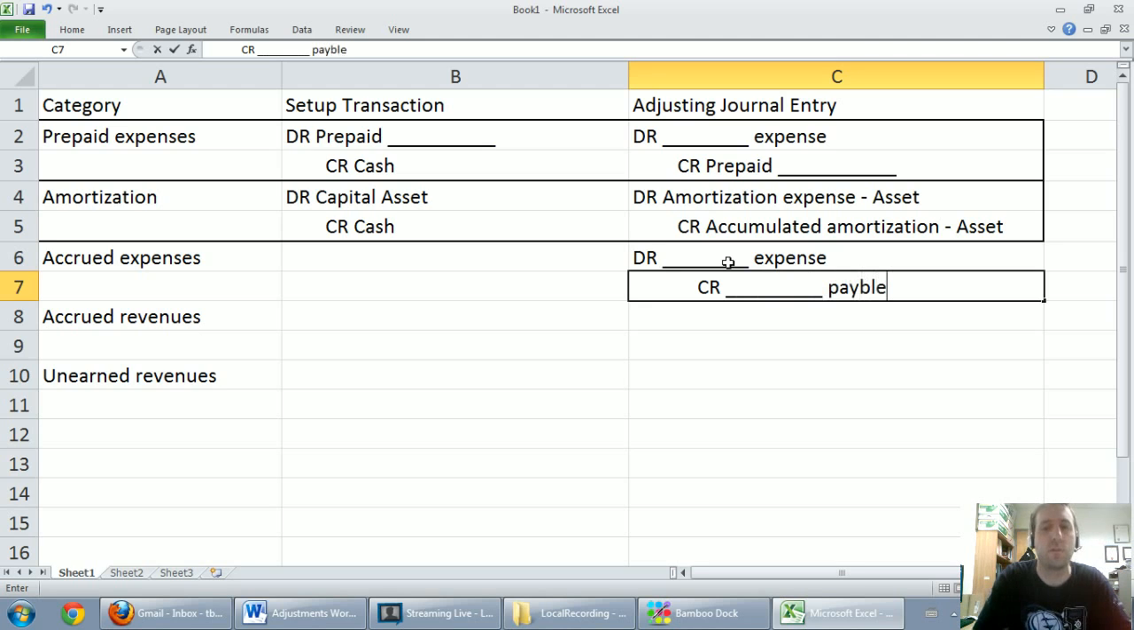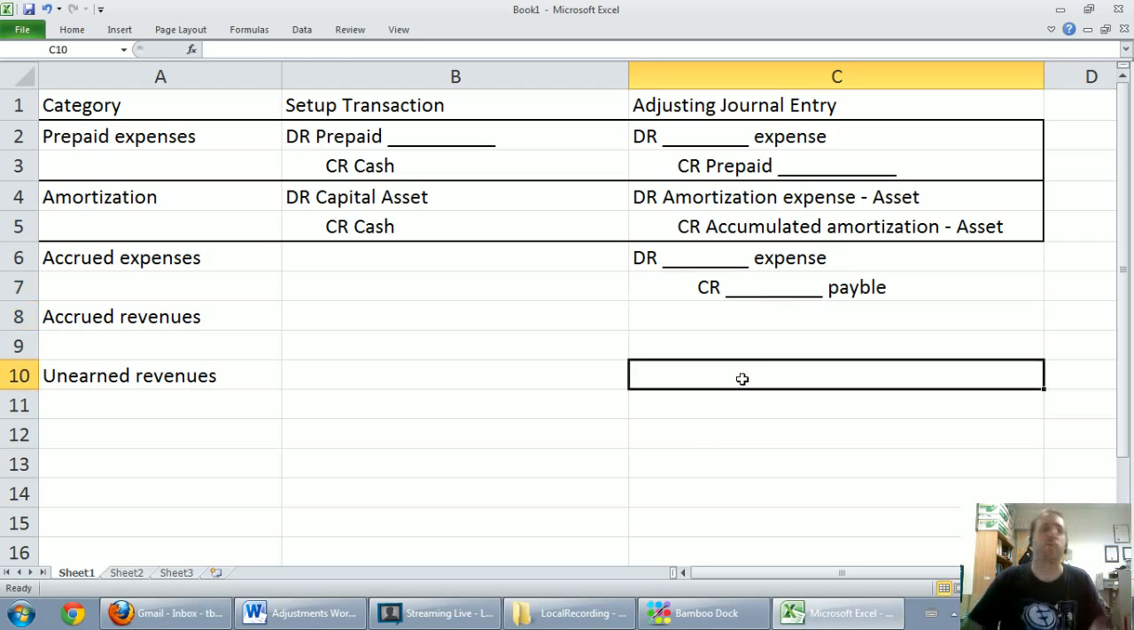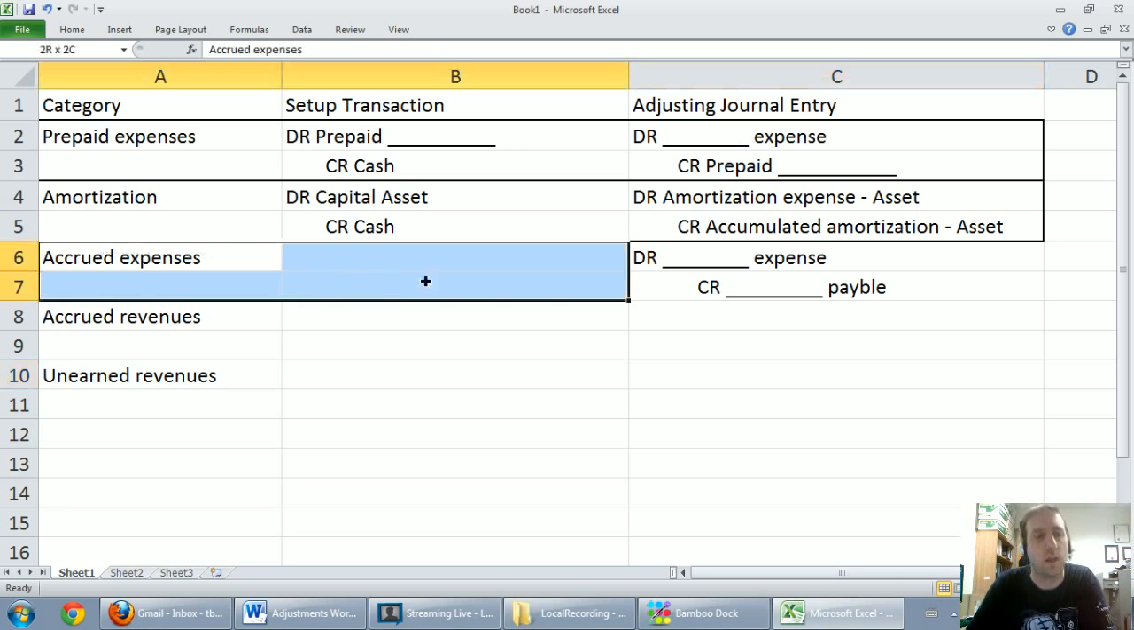So some sort of payable. So debit, in our case it was salaries expense, credit salaries payable. It might be debit interest expense, credit interest payable. Something like that. And again, it's an expense that's built up over time, but the money hasn't changed hands. If I have an expense I haven't paid, it creates a payable. Debit the expense, credit the payable.